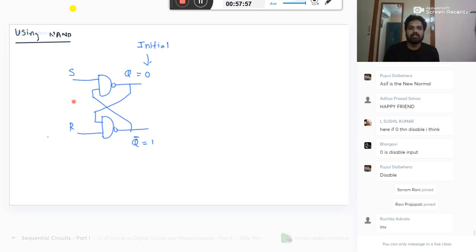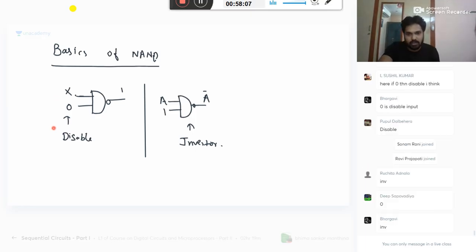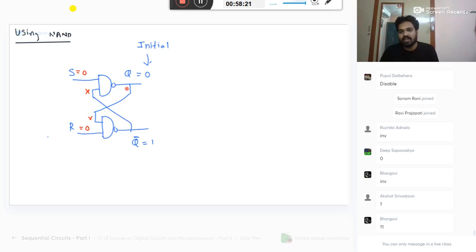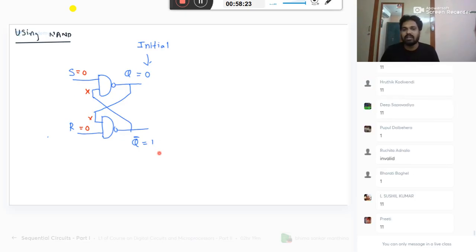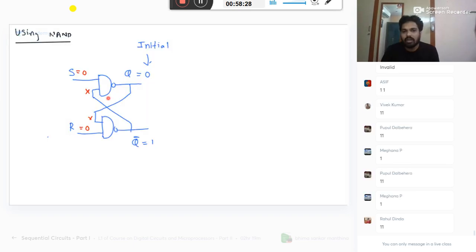So start with S = 0, R = 0. What is the disable input here? Keep it in your mind always. Fix it. NAND gate disable input is 0. Here both are disable inputs, my dear friends. When both are disable inputs, what is the output? You should comment now. The other input, meaning the already existing values, can be anything. It doesn't matter. What is the answer? One of the inputs is 0, the other can be anything, your NAND gate output is 1.